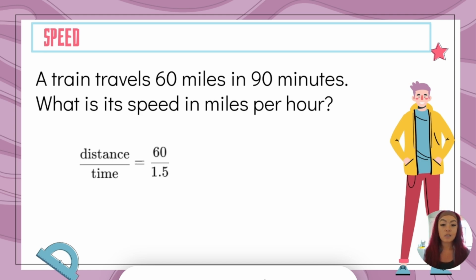So our distance is 60, and I'm putting that over 1.5. Now, where did I get 1.5 from? And why would I use 1.5 when the problem says 90 minutes? Well, look at what the question is asking. It's asking, what is its speed in miles per hour, right? We know 90 minutes is an hour and a half. So that's why we put 60 over 1.5 instead of 60 over 90. So just do the division at this point, and we get 40 miles per hour.